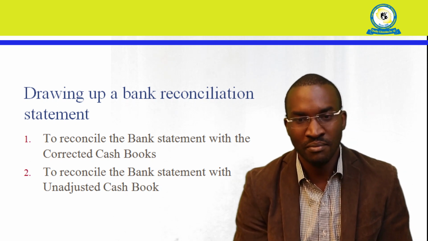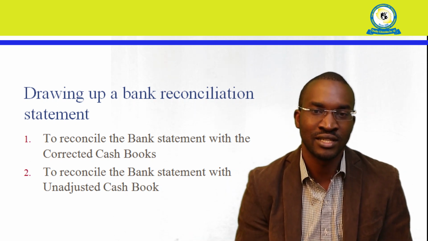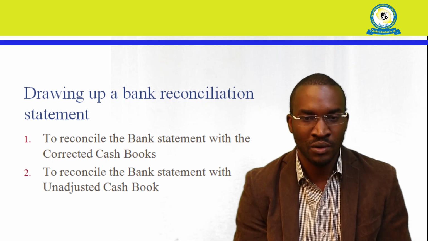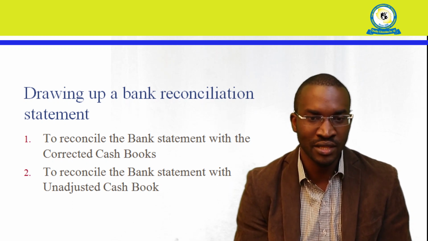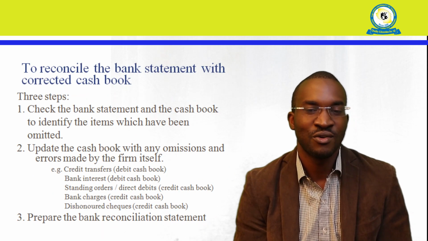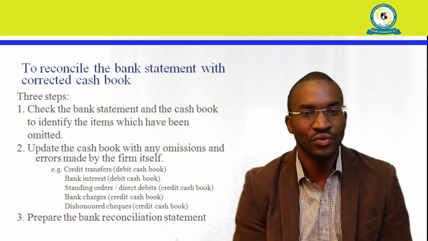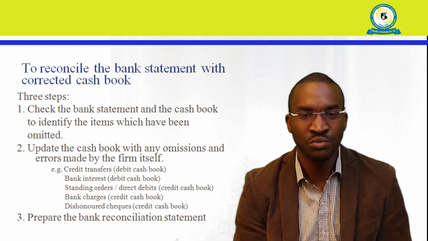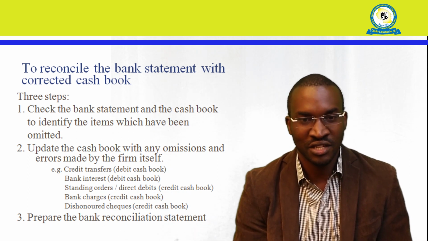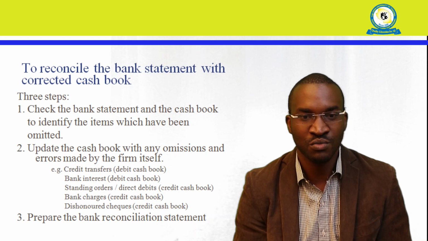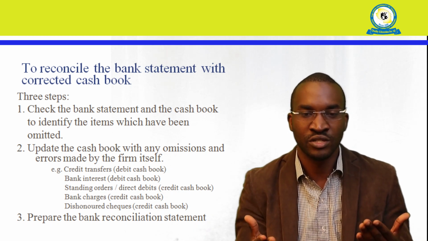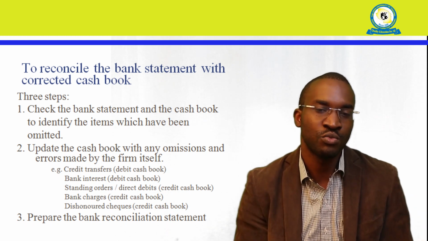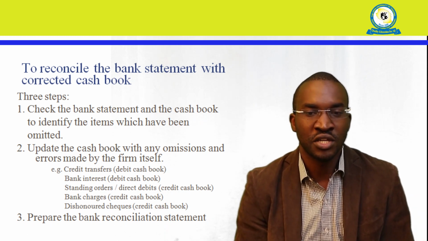Now, let us start with the first method of reconciling, where you reconcile the bank statement with the corrected cash book. There are 3 steps involved. One, check the bank statement and the cash book to identify the items which have been omitted. I repeat, check the bank statement and the cash book to identify the items which have been omitted. Go through your bank statement, go through your cash book, and try to identify the items which have been omitted.